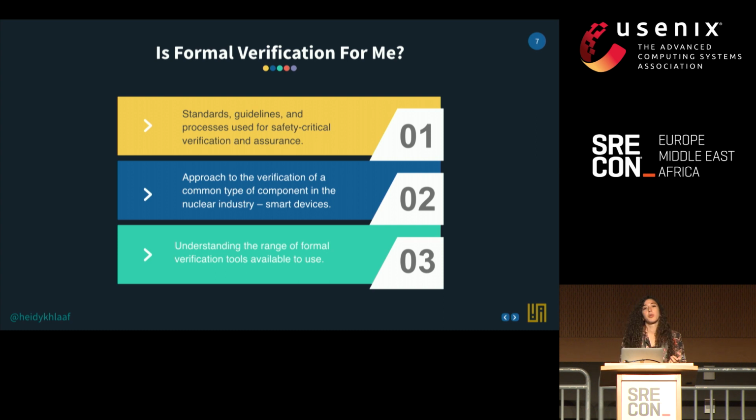So what accessible formal verification tools and techniques are out there? That's what I want to be talking to you about today. I'm going to first cover some standards, guidelines and processes used for safety critical verification assurance. I'm going to talk about an approach to the verification of a common type of component in the nuclear industry. It's called smart devices. Probably we don't have the same terminology here, but I'll talk a little bit more about that in a bit. Nancy gave a great introduction to the systems assurance side, but what I'll be doing instead is diving into a bit more detail about the assurance on a component level. And finally, I want to help you understand the range of formal verification tools available out there.